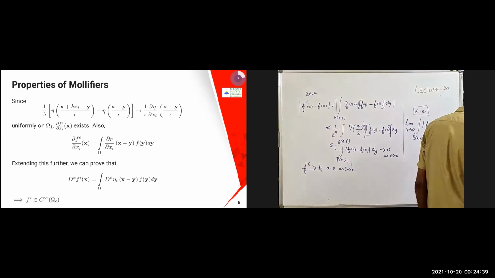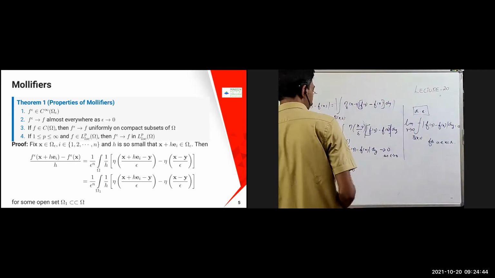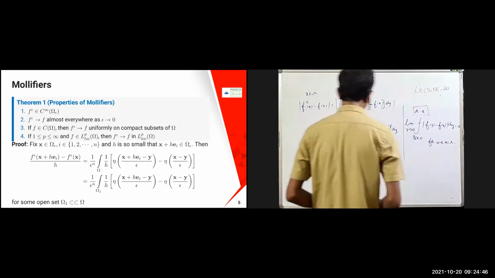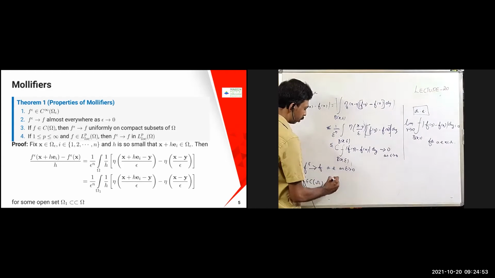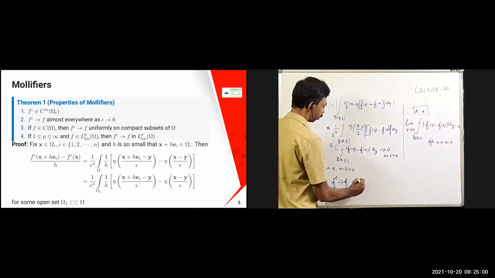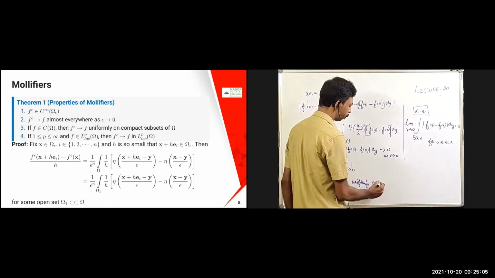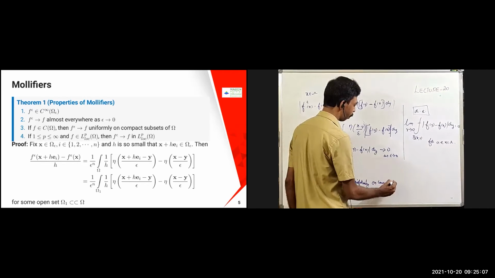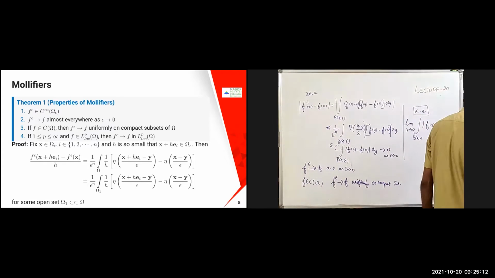Okay. Then the third theorem. You have to prove that, suppose f belongs to c of omega. If f belongs to c of omega, then f epsilon converges to f uniformly on compact subsets of omega. Compact subsets of omega. Let us prove this one.